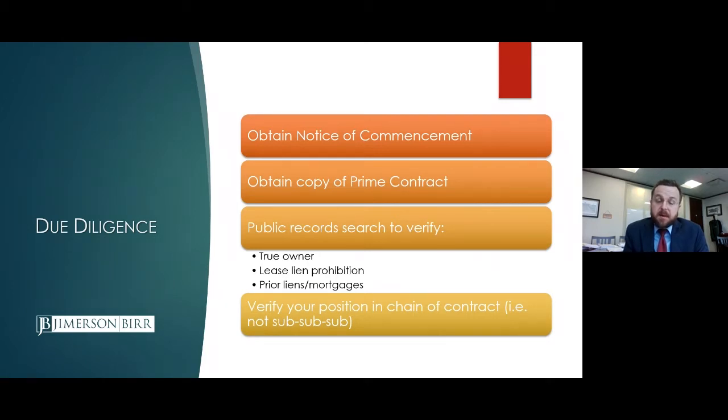They were going to be a sub-sub-sub because the owner contracted with the prime contractor, who turned around and contracted out the entire project to another prime contractor. And then that prime contractor or that subcontractor subbed out a portion of the work to another subcontractor, the sub-sub, and then that sub-sub contracted all of its work to our client. And so they realized they wouldn't have had lien rights and they did not enter into that contract.